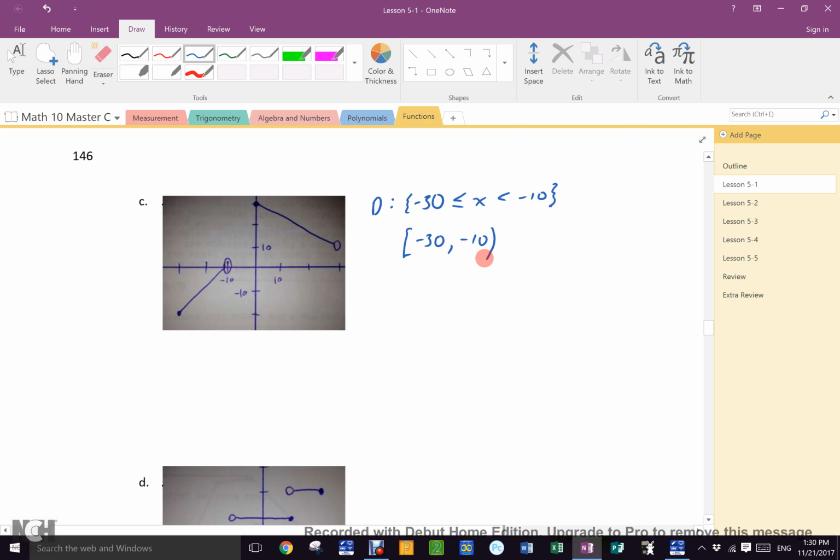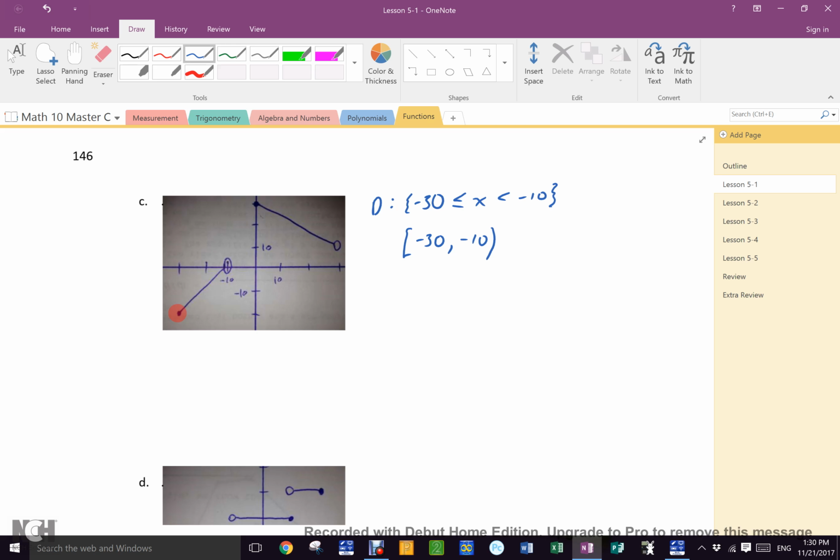Whoa, what? That's what's confusing people. It's yes or no. Is the dot included? No. So it gets a round bracket. Is this dot included? Yes, so it gets a square bracket. It's not that complicated, guys.